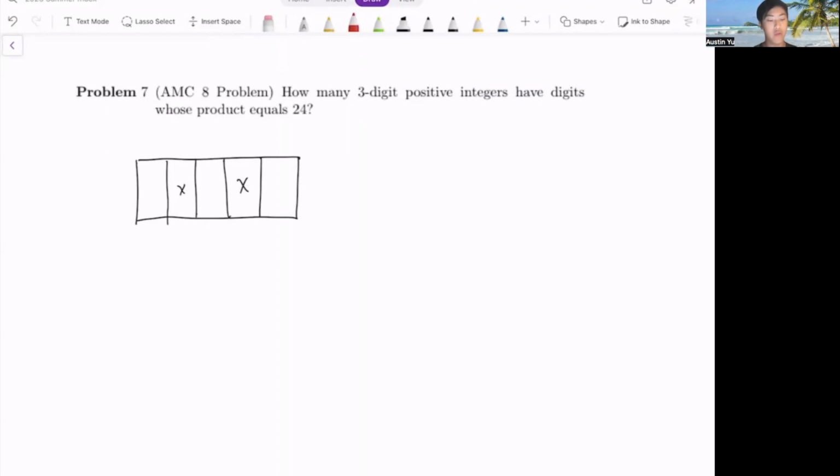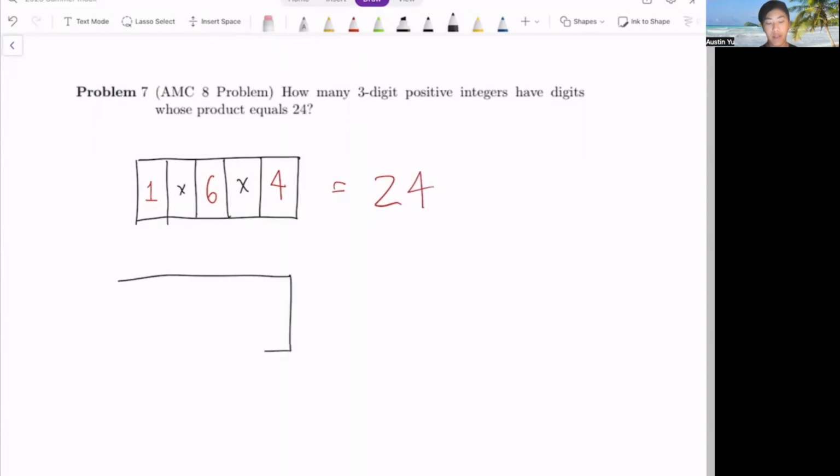Well, first, we obviously have to try out 1, right? 1 times 6, that's 6, right? And then 6 times 4 equals 24. So that is a valid case. Let's see if there's another one, which I'm sure there is.